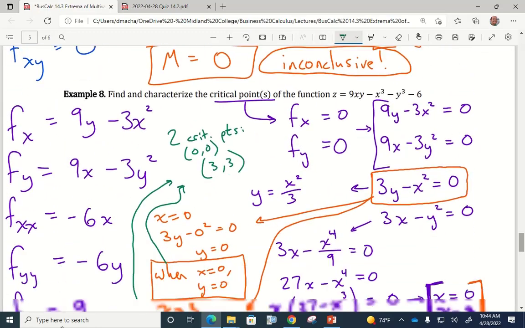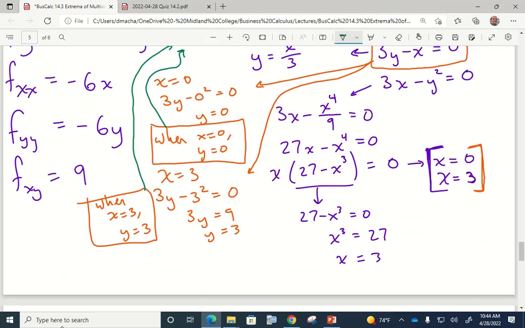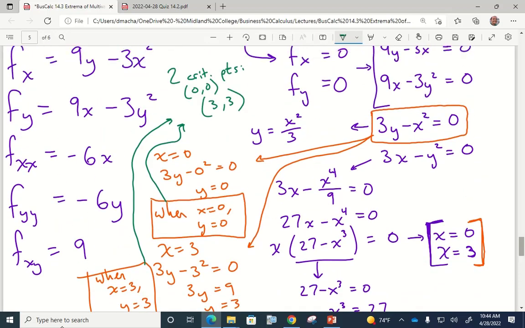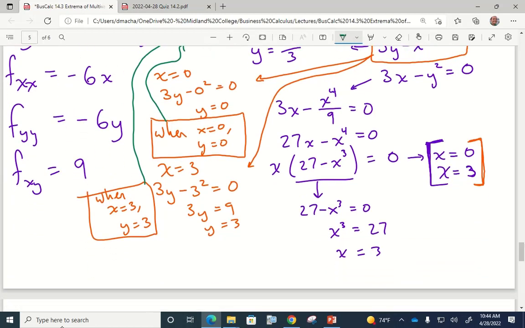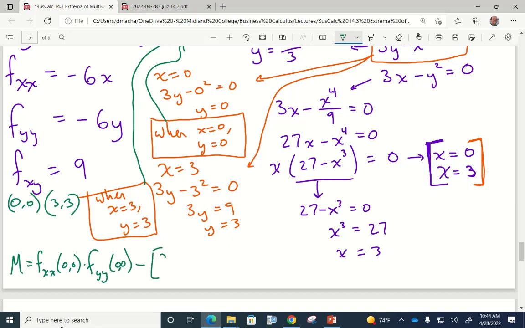I kind of run out of room to do my m-test, but we're going to try to characterize these critical points now that we've found them. I've got critical points at 0, 0 and 3, 3. Let's do the m-test, which is going to say calculate the second derivative evaluated at 0, 0 times the second derivative with respect to y at 0, 0 minus the mixed partial evaluated at 0, 0 squared.